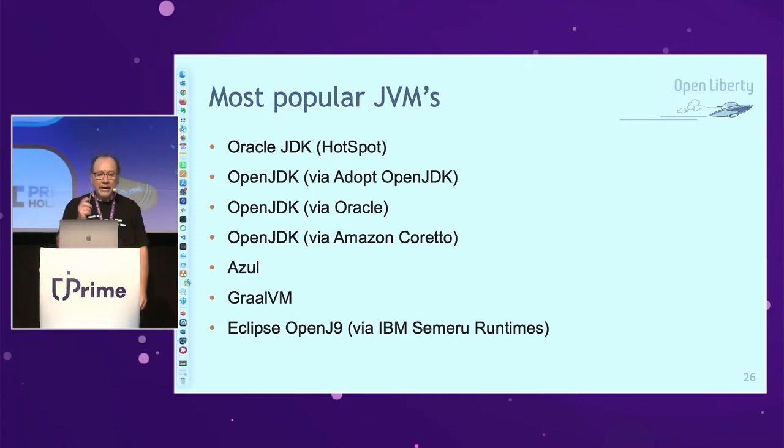So Eclipse OpenJ9 is the oddball, not based on Hotspot. And we're going to get into more of this later. It's only available through one distribution, and that is the IBM Semeru runtimes. So we'll talk about this again. Hint, I'm from IBM, so that's where we're heading soon.